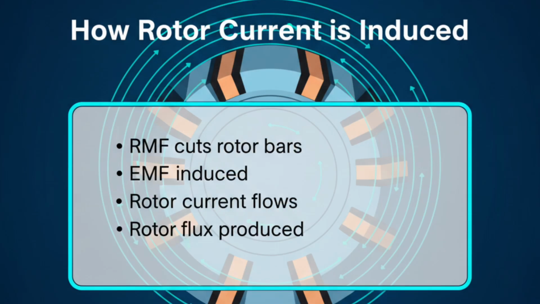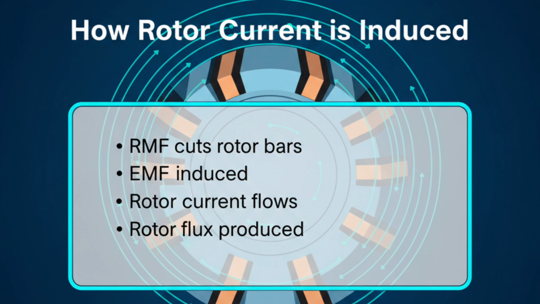Now this rotating magnetic field cuts the stationary rotor conductors, and according to Faraday's law of electromagnetic induction, whenever a conductor cuts magnetic flux, an EMF is induced in it. So an EMF is induced in the rotor bars, and because the rotor circuit is closed, current starts flowing in the rotor conductors, and once rotor current flows, the rotor itself produces its own magnetic field.